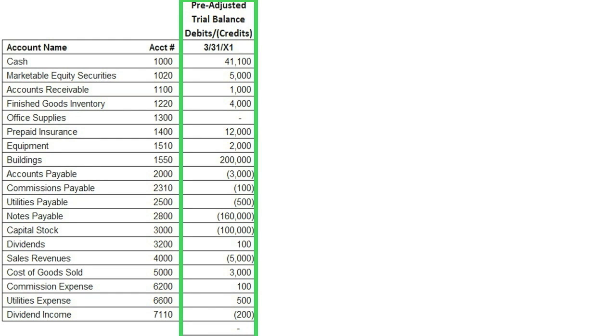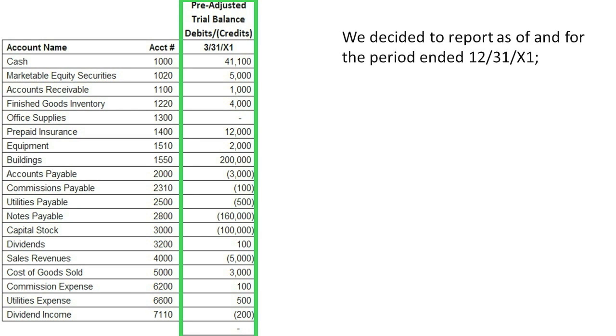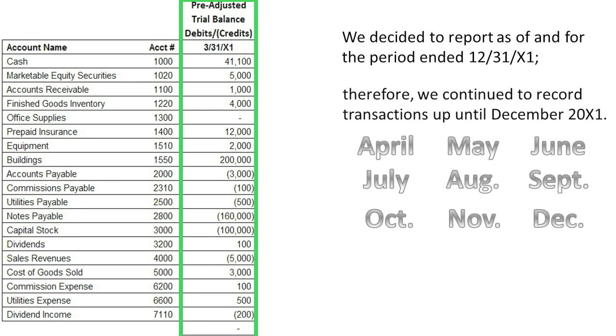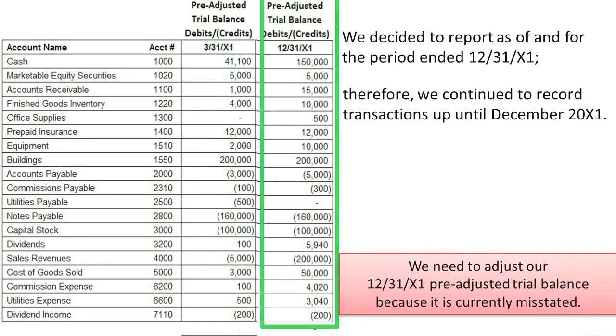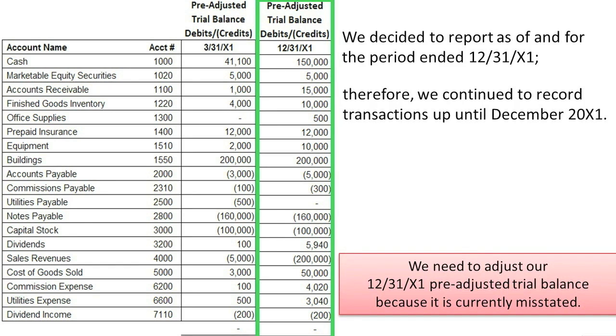After we completed posting the original accounting entries, we prepared the adjusted trial balance you see here. It's dated March 31st X1. However, this company decided that it wanted to report its results as of and for the period ended December 31st X1. So we'll just assume that we went ahead and recorded a bunch more transactions for the remainder of the year and now have the pre-adjusted trial balance as of December 31st X1.